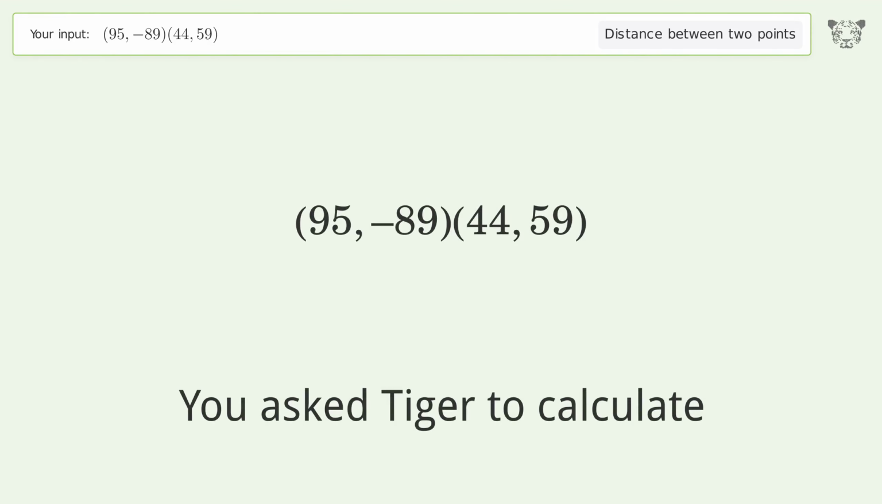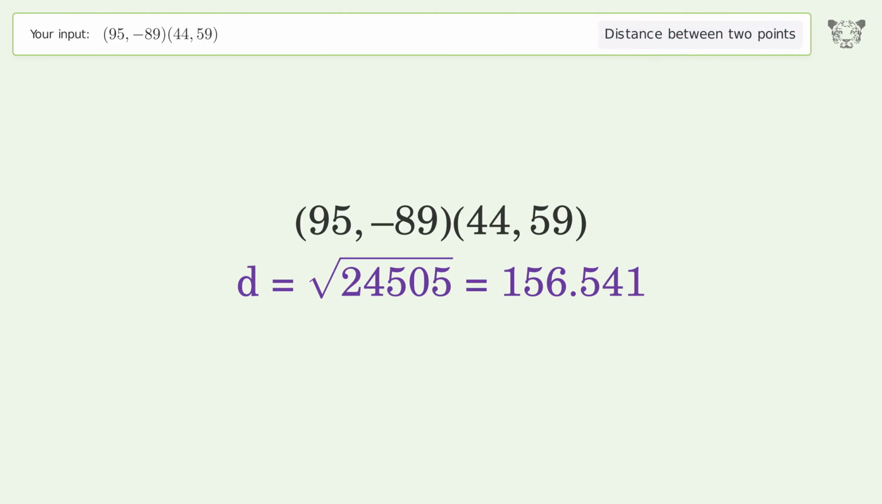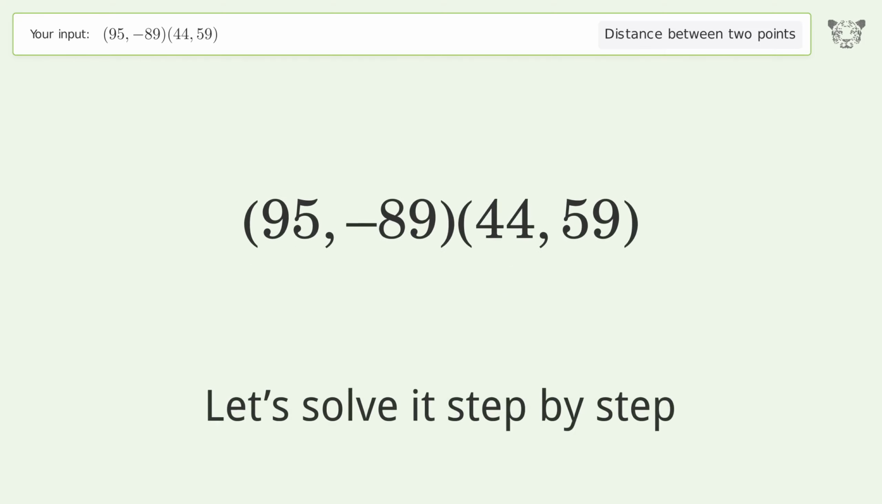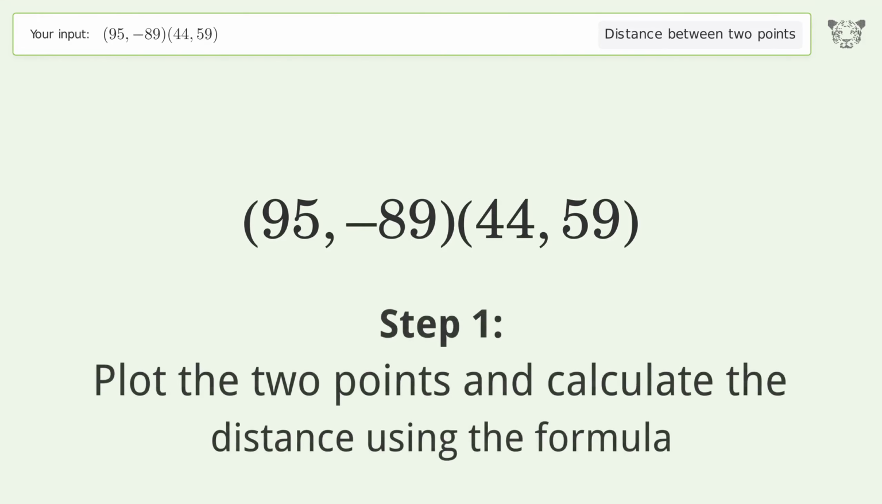You ask Tiger to calculate. This deals with the distance between 2 points. The distance between the 2 points is the square root of 24,505, or 156.541. Let's solve it step by step. Plot the 2 points and calculate the distance using the formula.